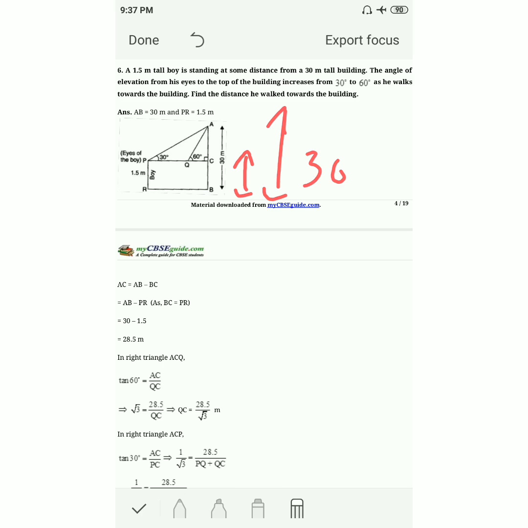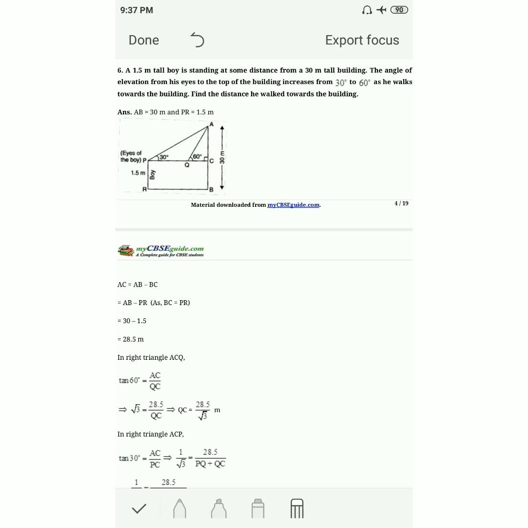So opposite sides of a rectangle are the same. So BC is also equal to 1.5. So we can find AC. From 30, just minus this 1.5. So the remaining height is AC. So first of all, we can find AC.